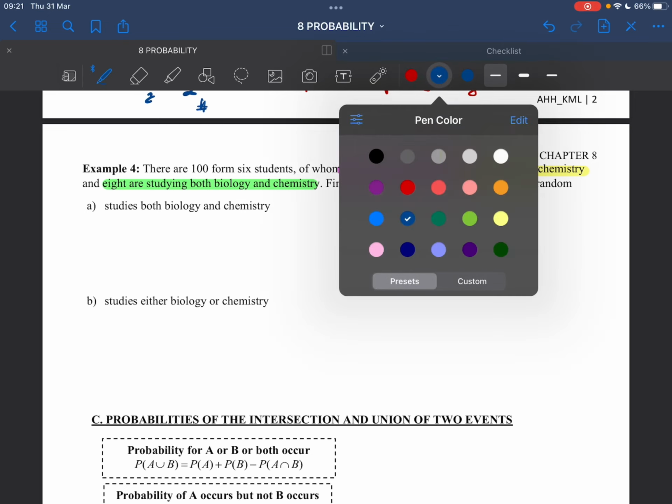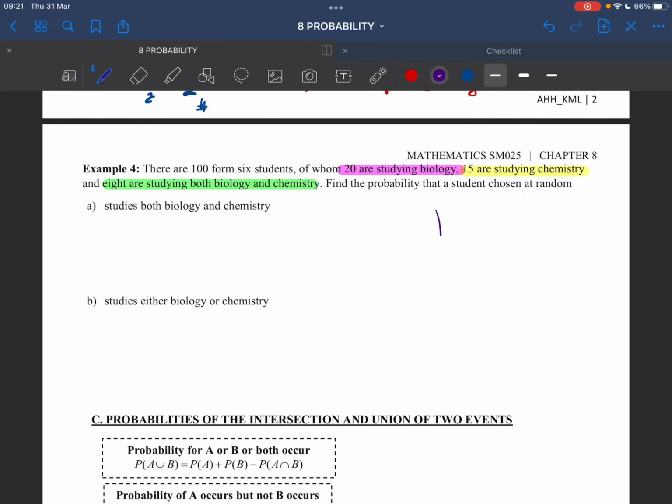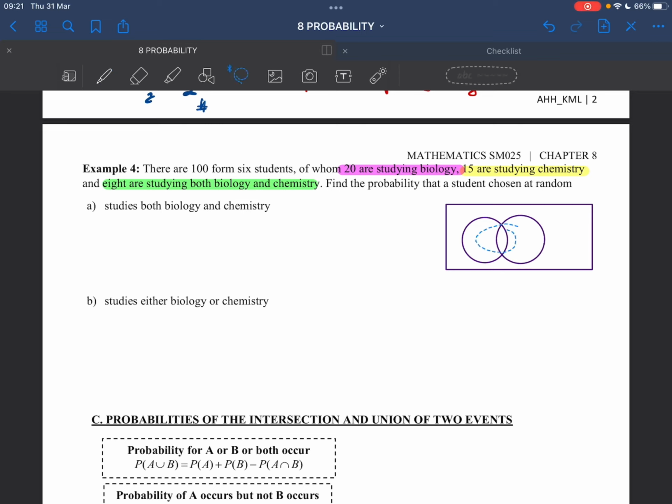So let's do this. We have a big rectangle here. As you can see, we have 2 events, biology and chemistry. Let's put them in the center. So this one represents biology, this one represents chemistry.